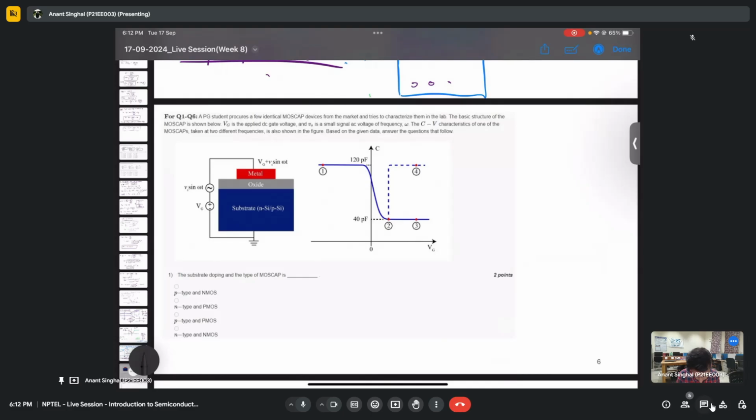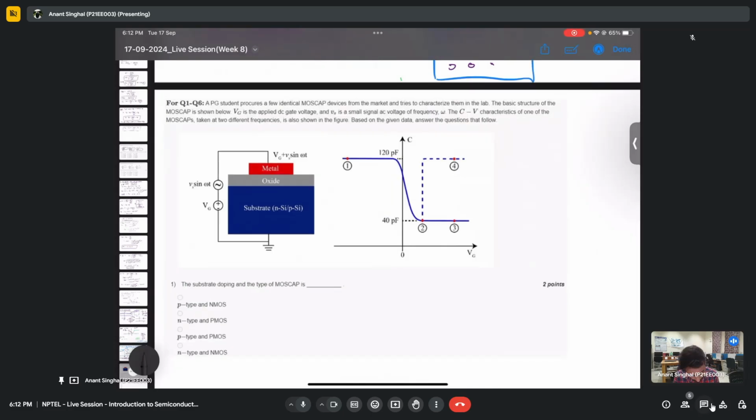It says a student has a MOS cap which he has taken from market to characterize. The basic structure of the MOS cap is given below. A VG voltage is applied, which is a DC voltage, and VS is a small signal AC voltage with the frequency omega. The CV characteristics of one of the MOSFETs taken at two different frequencies is given here. Based on the given data, the first question is: the substrate doping and the type of MOSFET is? So quickly let me know what this is.